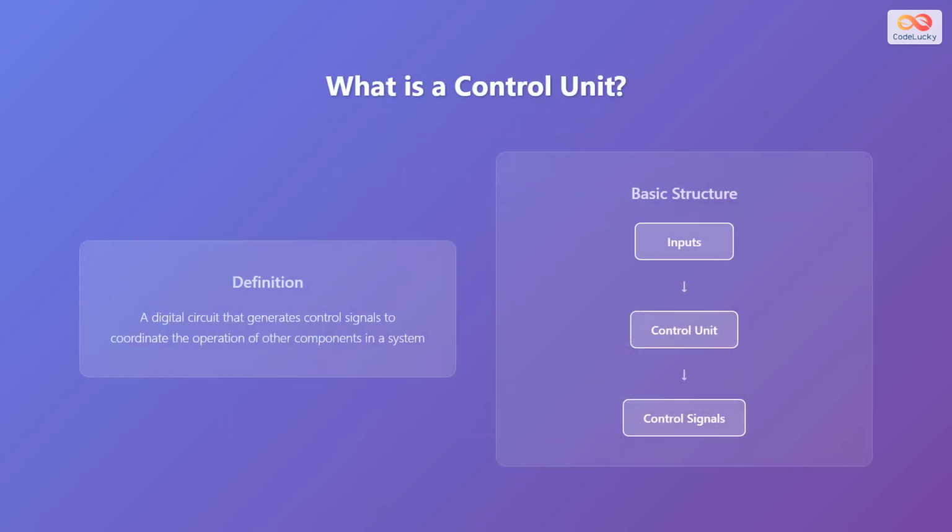So, what exactly is a control unit? Simply put, it's a digital circuit that generates control signals. These signals are essential because they coordinate the operations of all the other components within a digital system. Think of it as the brain of the system, directing traffic and ensuring everything runs smoothly. A basic structure of a control unit takes inputs, processes them in the control unit, and generates corresponding control signals.